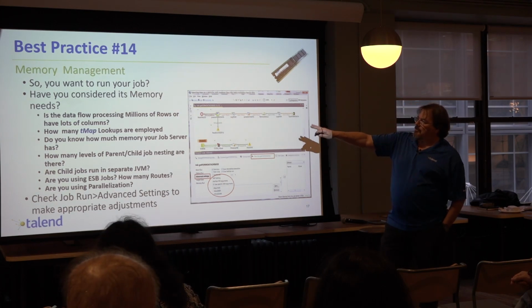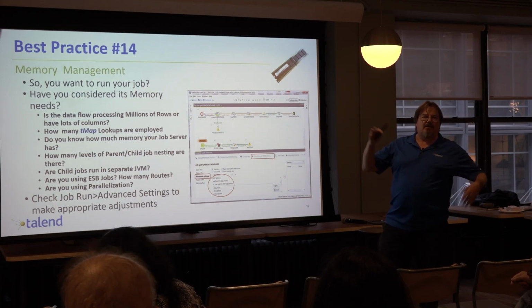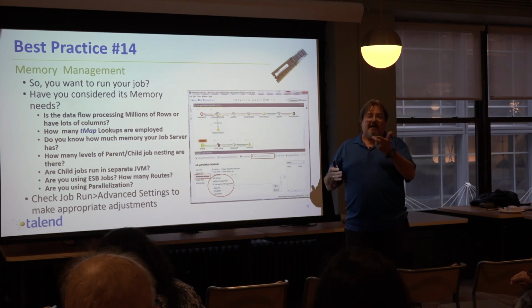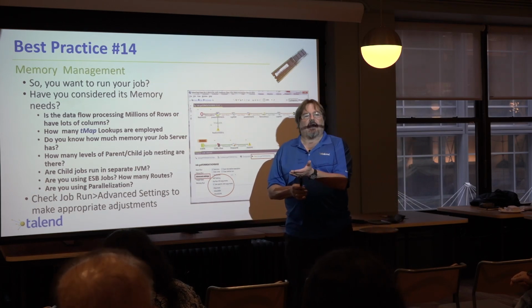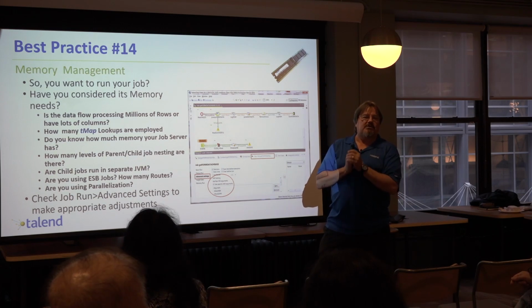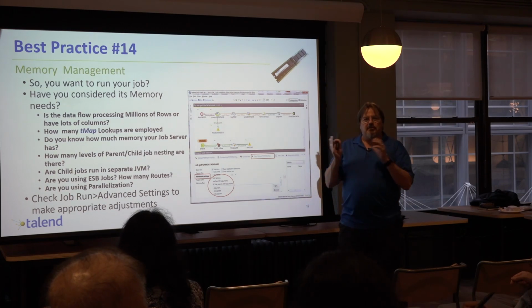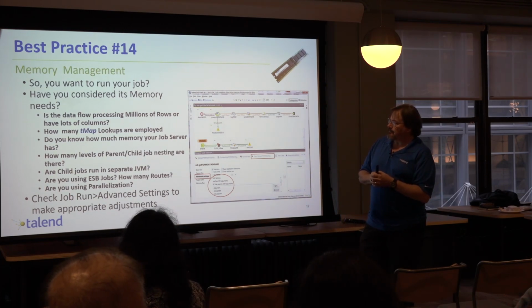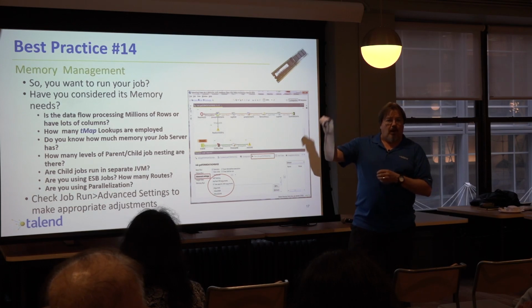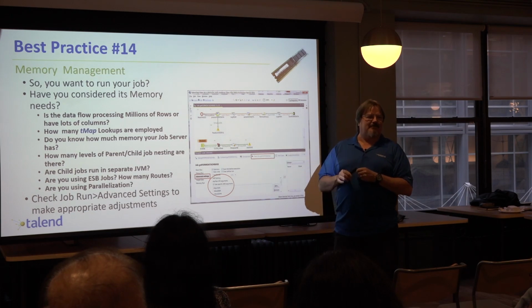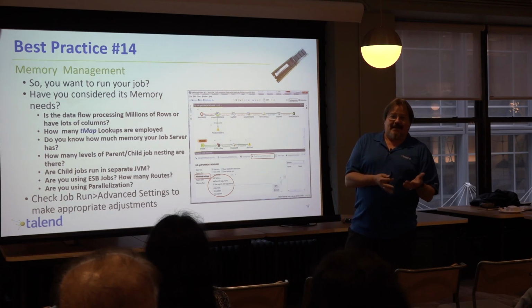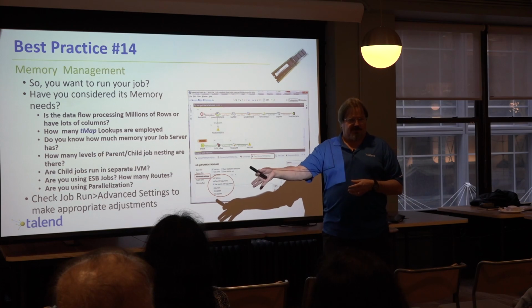Okay, you also need to consider tMaps. How many lookups in your tMap? In fact, in this case, the basic data being processed was only 70,000 rows. The lookup, however, was 70 million. So you need to think about these things. Also, where the job was being executed only had 16 gigabytes of memory. His Studio only had 8. He couldn't run it in his Studio or the Job Server.